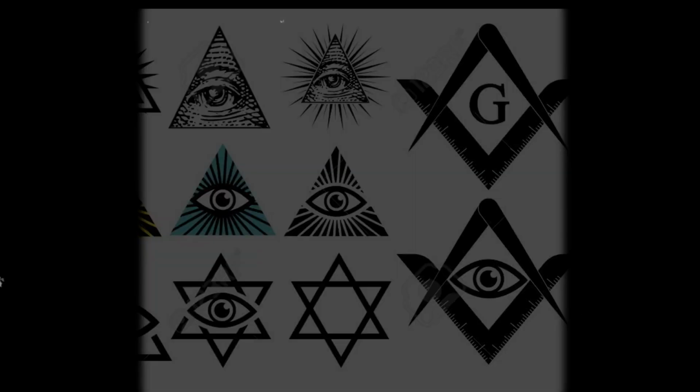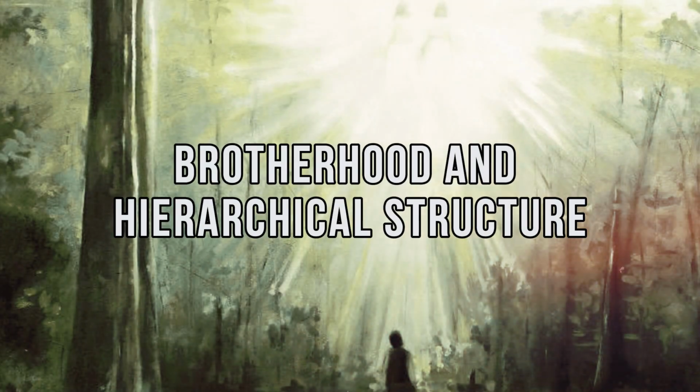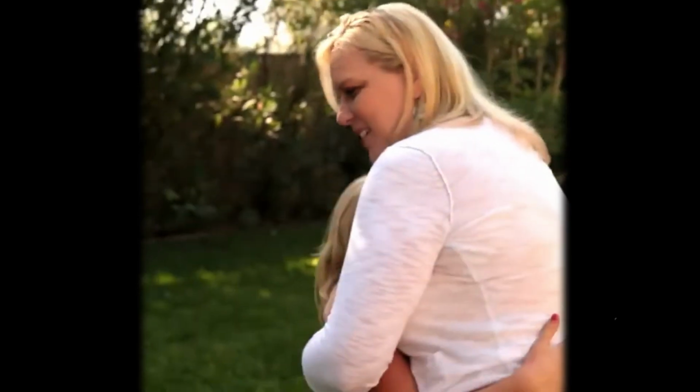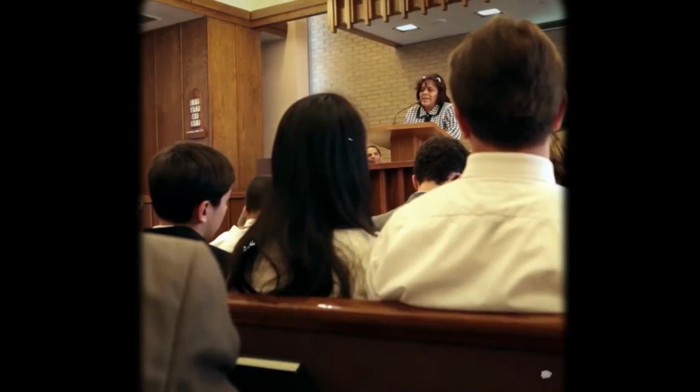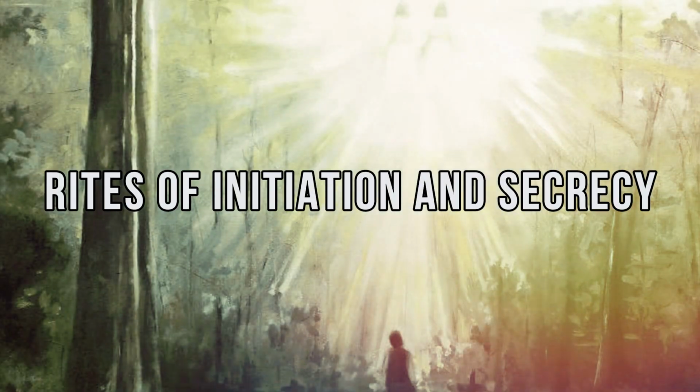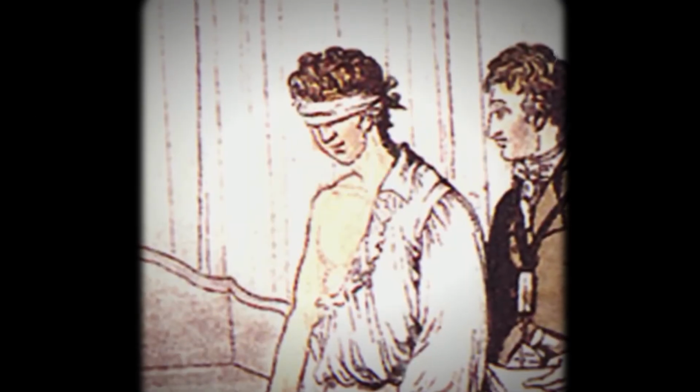Number 4. Brotherhood and hierarchical structure. The concept of brotherhood, oaths of secrecy, and a structured hierarchy of degrees and levels in the temple and priesthood bear resemblance to Freemasonry organization. Number 5. Rites of initiation and secrecy. The LDS temple ceremonies are not public and require worthiness interviews, much like the initiation and secrecy of a Masonic lodge.